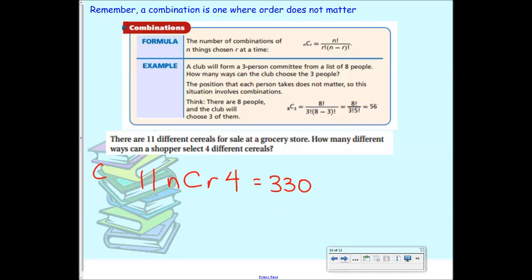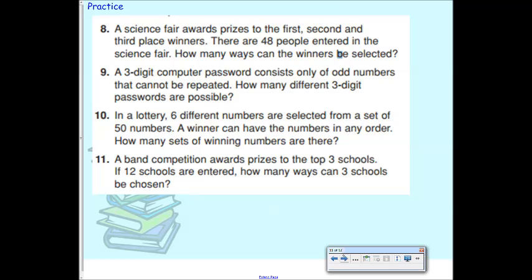Okay, go at your boards, try these 4. So the first thing you need to do is decide if it's a P or a C, and then just use your calculator to figure it out.